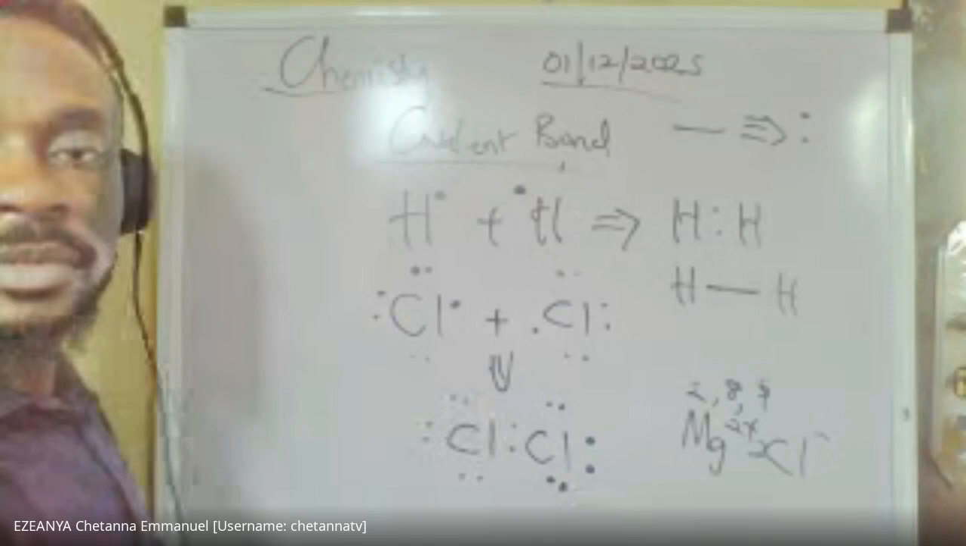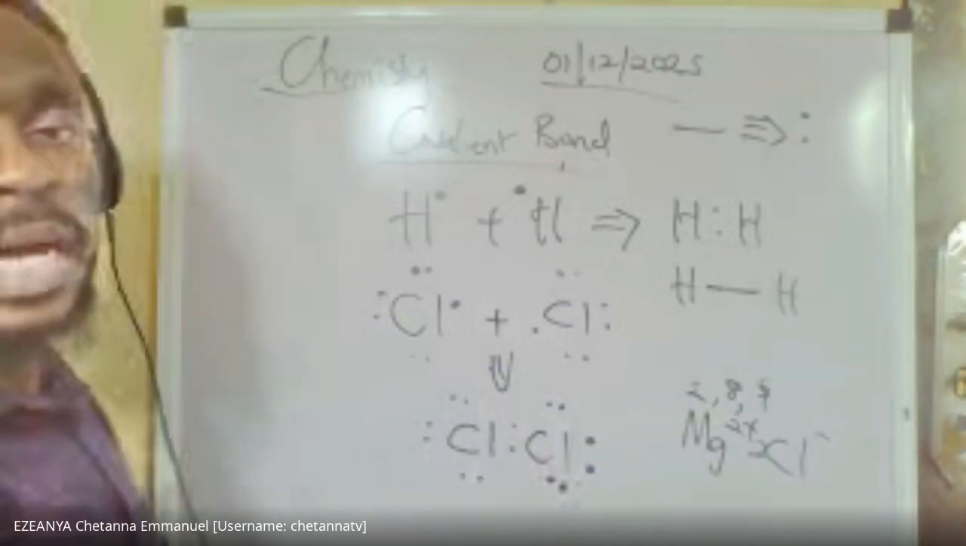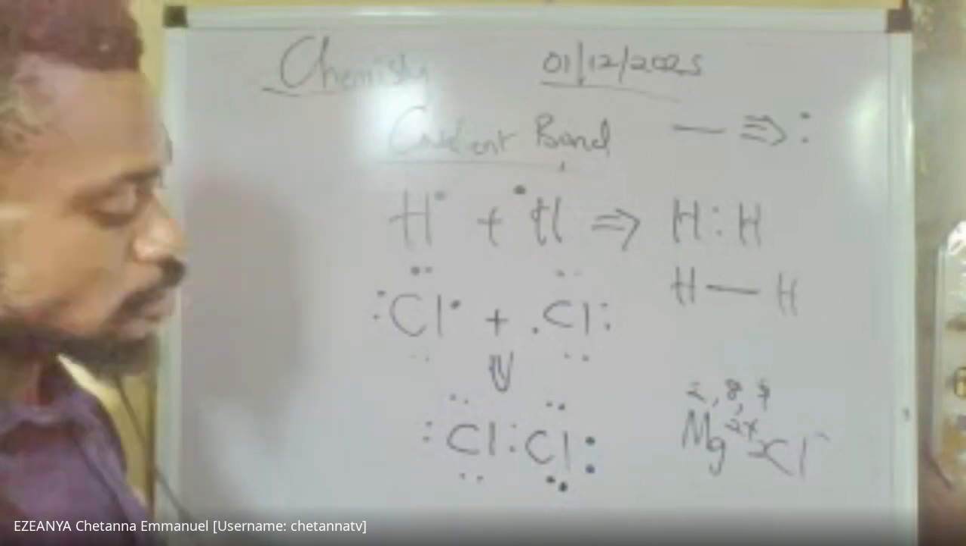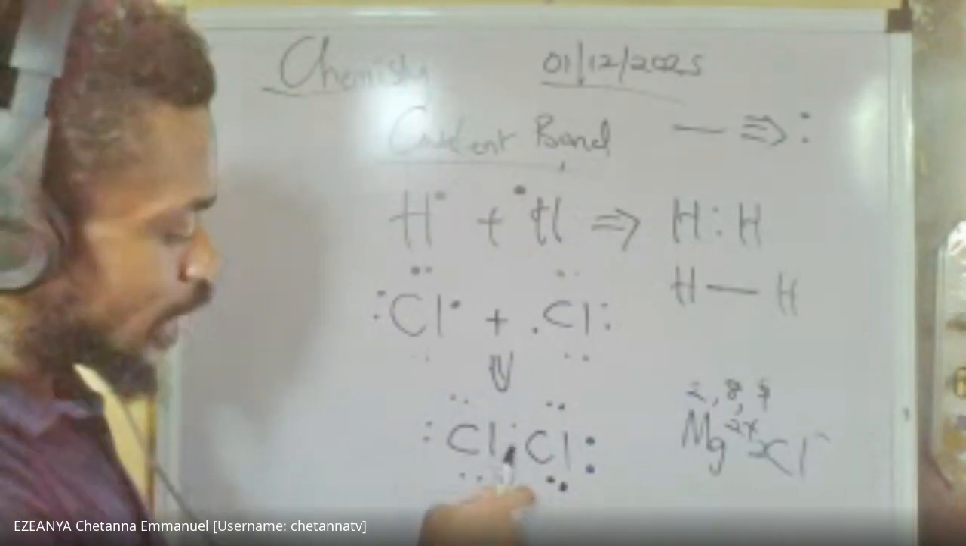A molecule of chlorine is made up of what? Two atoms of what? Chlorine coming together to share electrons. So here is 1, 2, 3, 4, 5, 6, 7, 8. It completes.